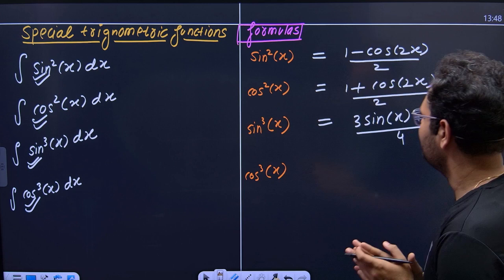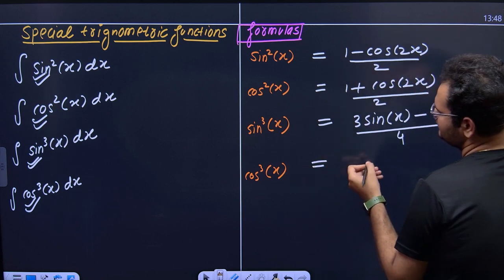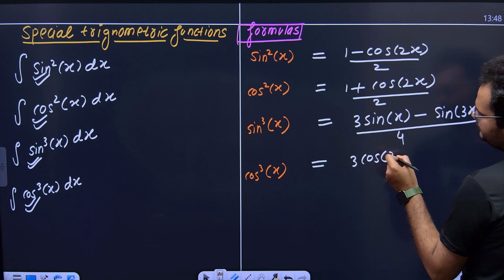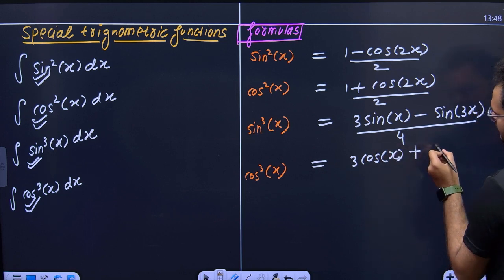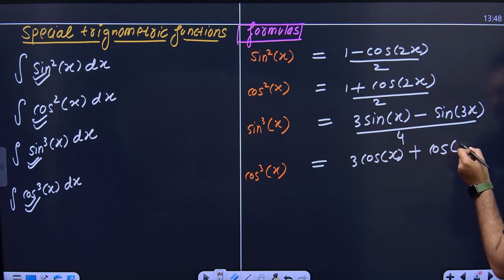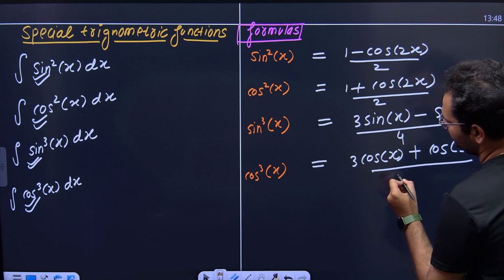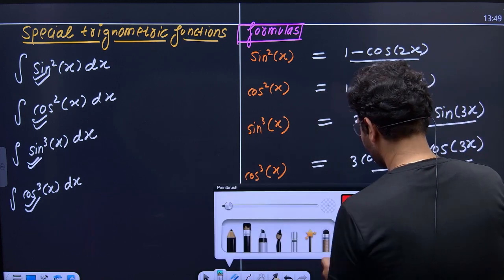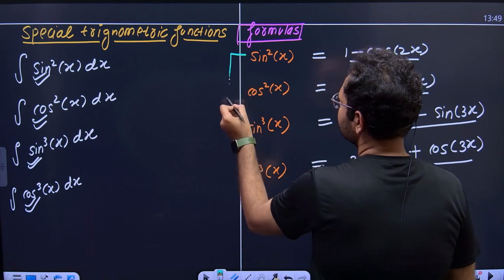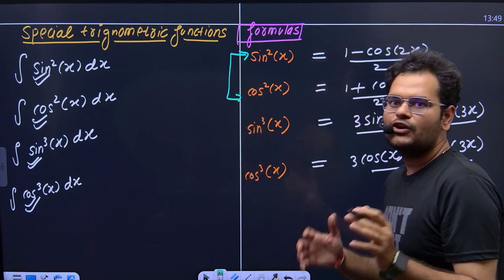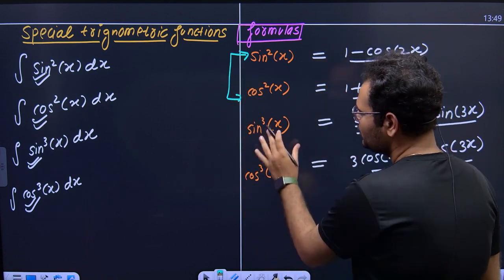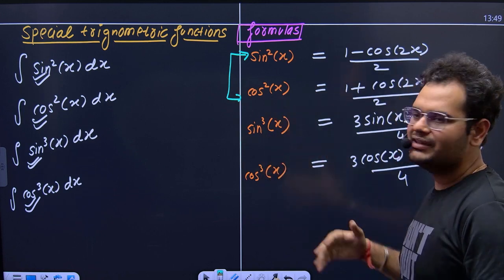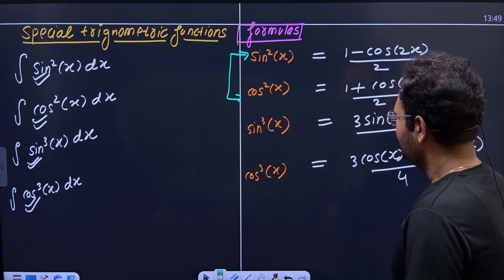Very, very important formulas. In cos cube x, what comes here is (3 cos x plus cos 3x) upon 4. Sir, how to learn these two formulas? See, for your NEET examination, by the way, these two formulas are very, very important. If you don't learn these two formulas, that is pretty fine. But if you learn everything, then it is very good, right?